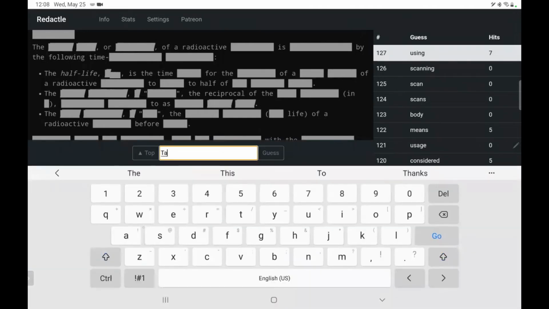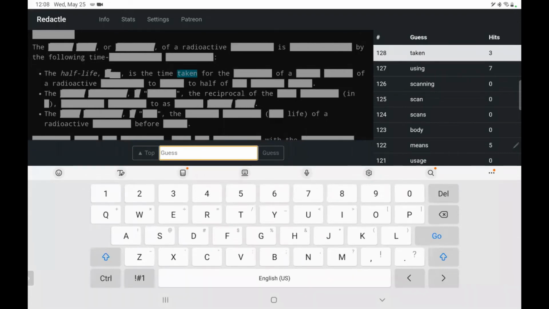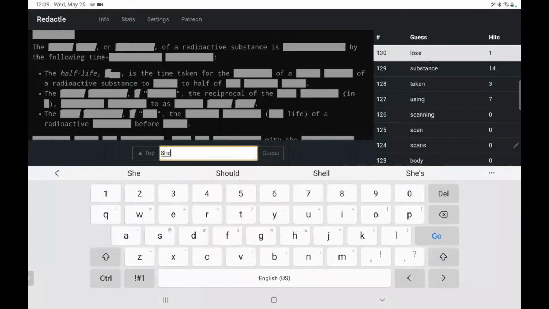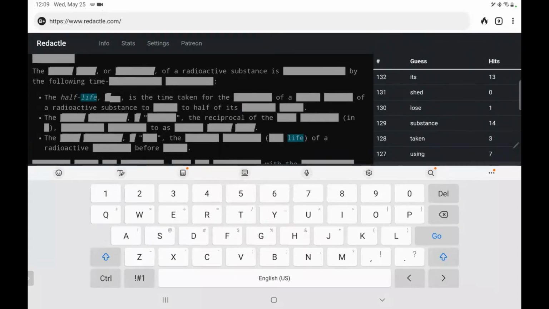Oh, is the time taken in the description of the half-life for the something of a something, for the something part of a radioactive substance to lose, no, to shed, to exude, no, to half of its life. Okay, half life. Oh, we already did that.